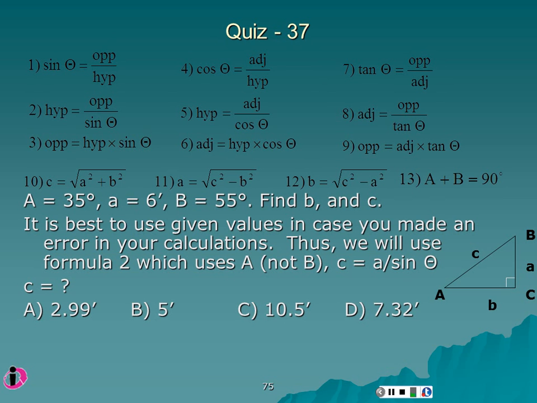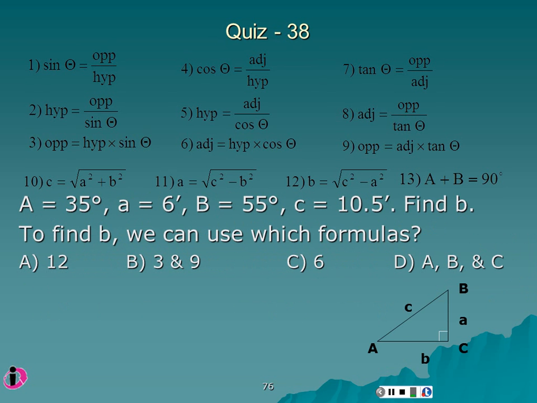So if you apply it, what is going to be C? Can anyone help us to find it? A over sine 35 degree. 6 over, A is 6, right? 6 feet. 6 over sine 35. Is the right answer C? Everyone has right answer C? 6 over sine 35. So the C is 10.5. Now we know the C.